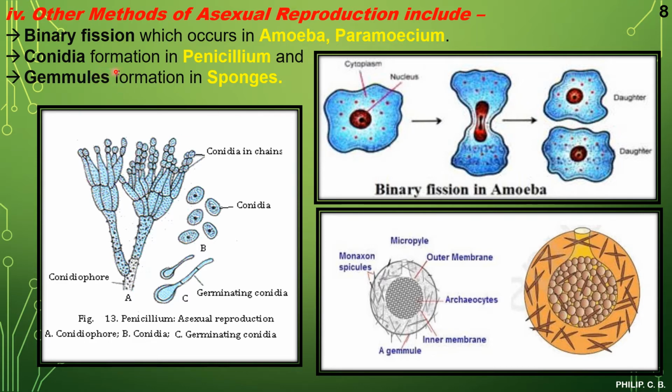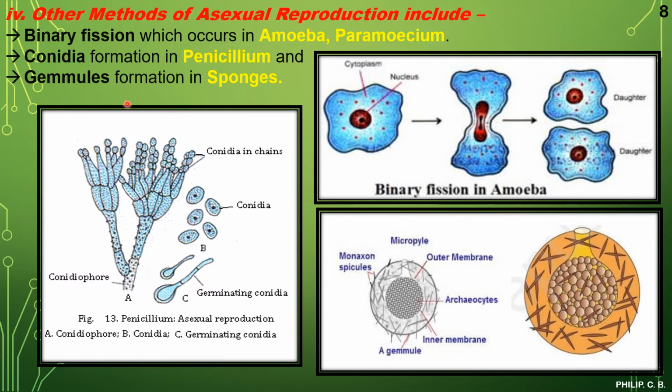Second, conidia formation in Penicillium. Here you can see Penicillium reproducing asexually: the conidiophore, the conidia, that is the B part over here, and the germinating conidia. After it gets released, the conidium just starts to germinate.